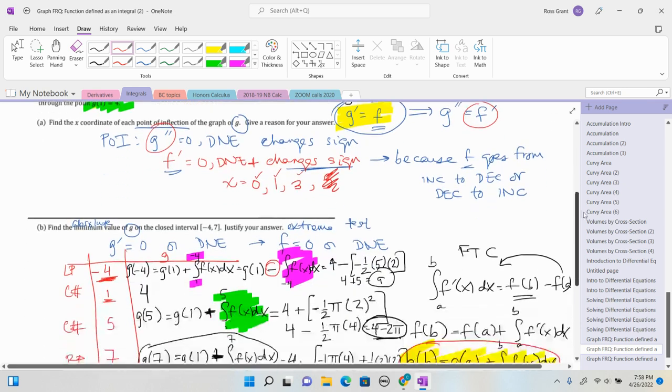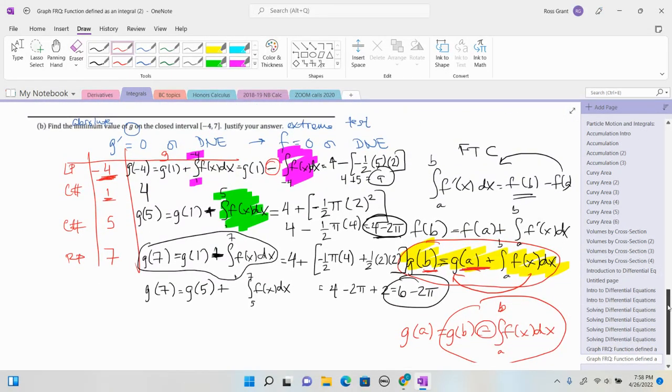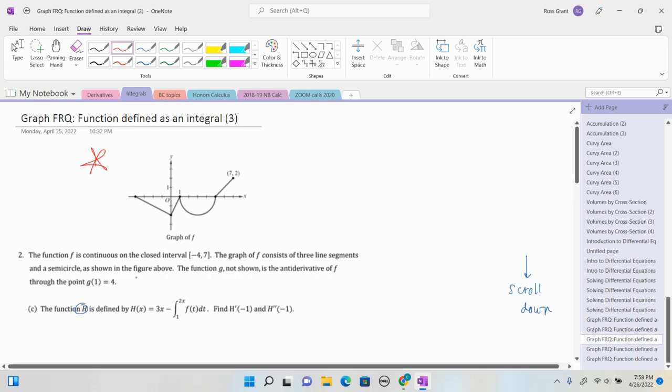So again, your number should always make sense. Okay, last one that I want to do with you, and then we'll call it quits. Right here, the function h.